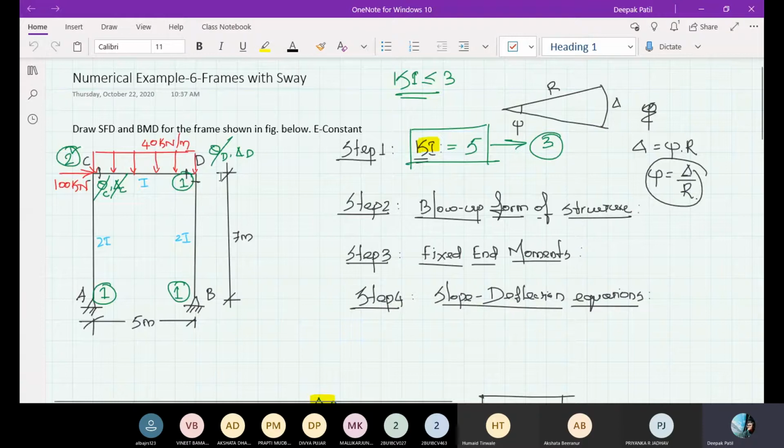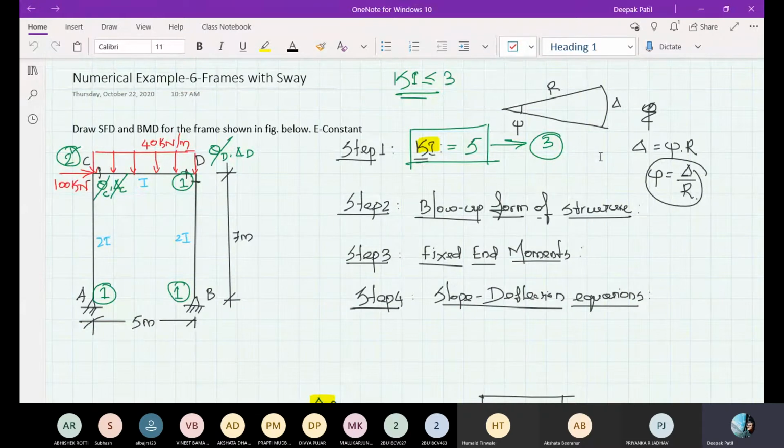Also, since the frame is a sway frame, the sway acting at C and the sway acting at D, that is delta C and delta D, are also unknown. But since we assume the beam is rigid, delta C will be equal to delta D. So if you find any one of them, the other can easily be found. The total unknowns will now be 3: two are rotations, theta C and theta D, and one is a sway, delta.